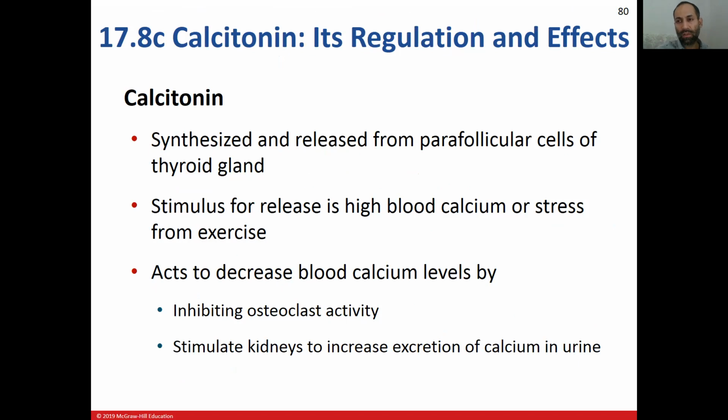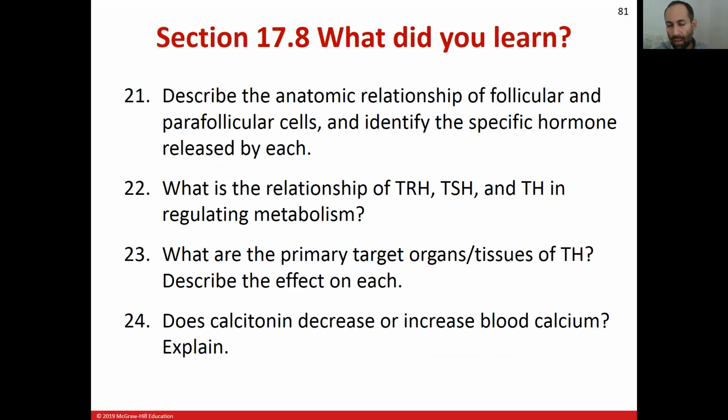Calcitonin, remember this hormone was secreted by the parafollicular cells. And what calcitonin does is it causes your blood calcium levels to go down. It decreases your blood calcium levels by making more and more calcium be excreted in your urine, by causing the calcium to be deposited back in your bones, and by decreasing the reabsorption of calcium from your gut. Those are the 3 ways that calcitonin makes your blood calcium levels go down.